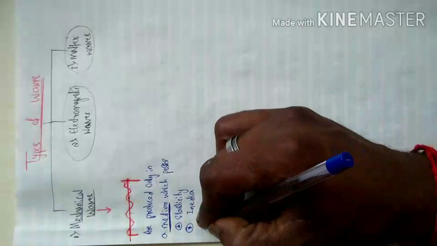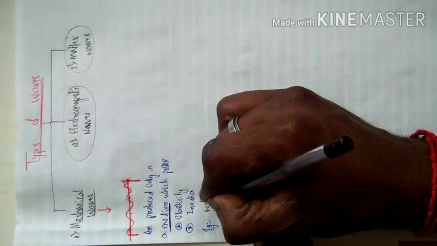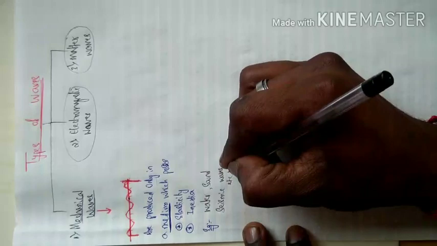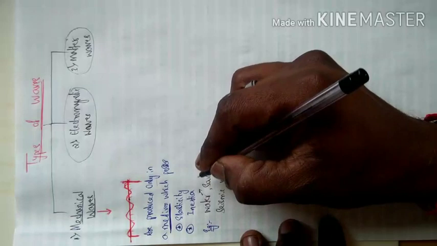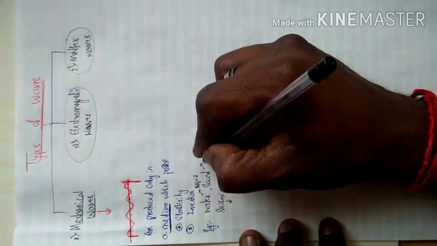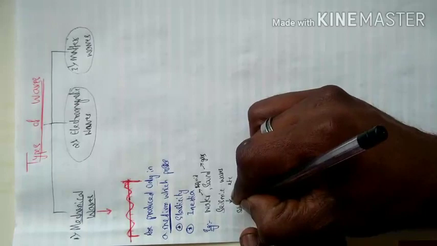Some of the examples I could list out here are water waves, sound waves, seismic waves, etc. All these are examples for mechanical waves. Here water is an example for liquid, sound is an example for air, seismic is an example for solid. Therefore, here there are three states: here it is liquid, here it is air, that is gas, and here it is solid rock.